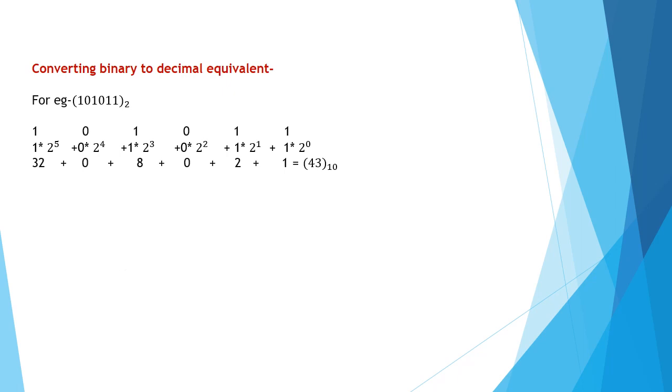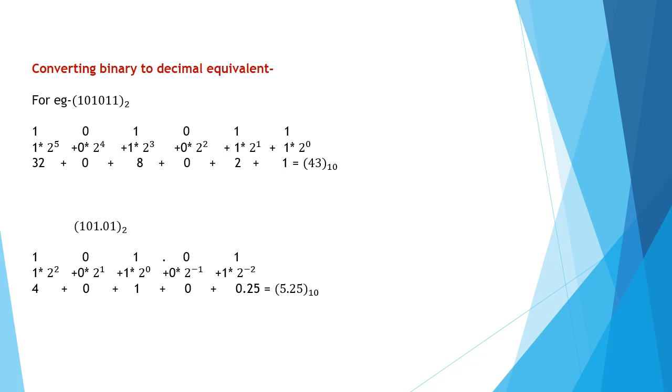Now suppose we are having another example, 101.01 base 2. Again here you can see, first of all we list the elements separately: 101.01, and then the respective powers are to be multiplied with their positions. Then you will get the result 4 plus 0 plus 1 plus 0 plus 0.25, and when you add all these elements, you will have 5.25 base 10. That is, the binary equivalent is now converted into the decimal equivalent. I think you must have got it.